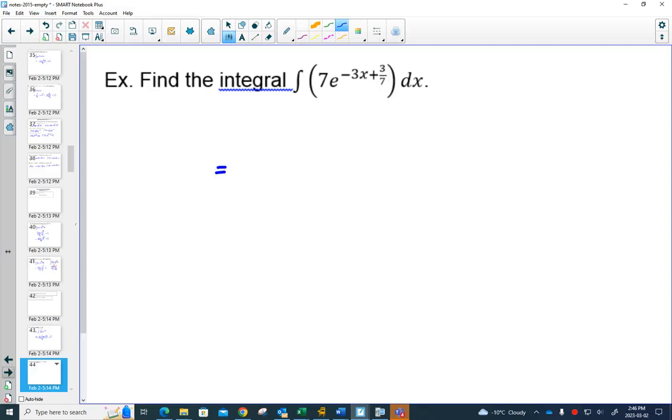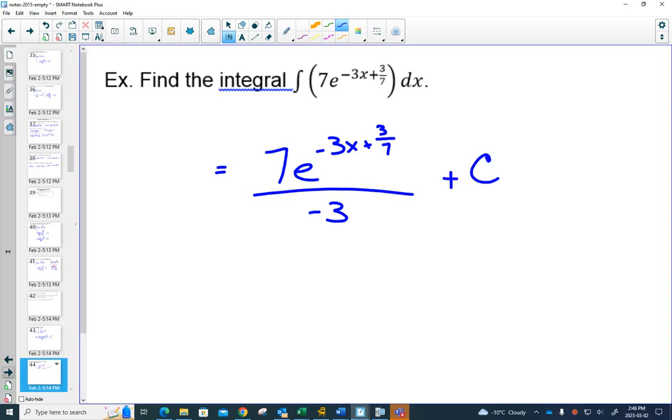We have an e to the x. Inside is just a line. So the integral will be exactly the same, but the chain rule would say we'd also have to divide by that -3. Does it matter that there's a 3/7 as a fraction? No. It's just there to make you look more impressive when you do your derivatives or integrals.